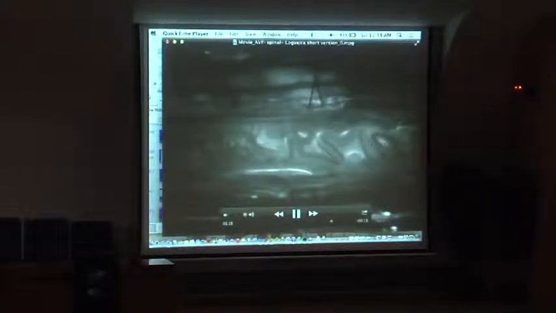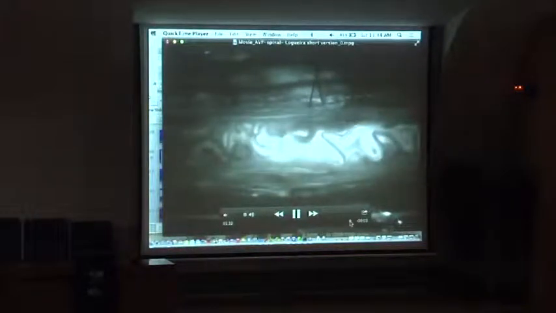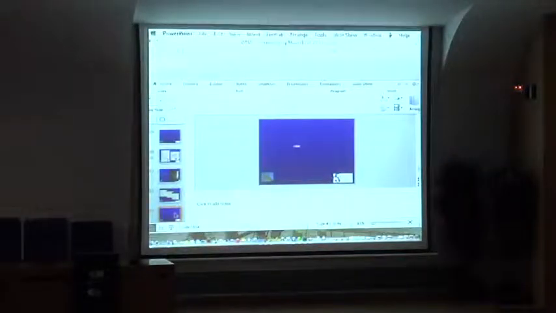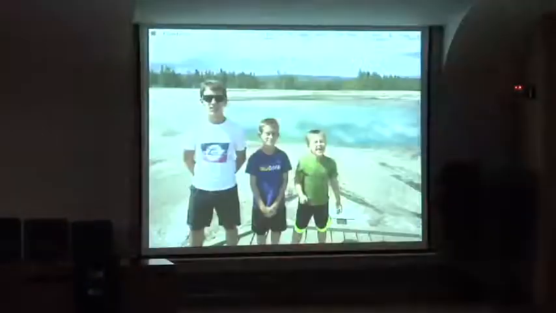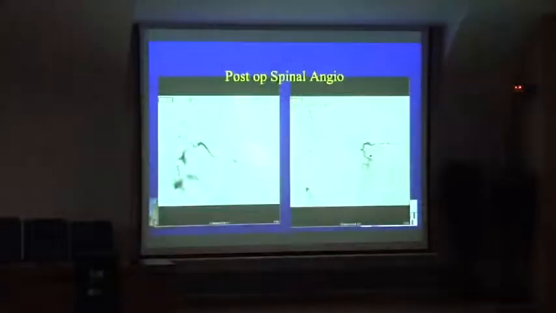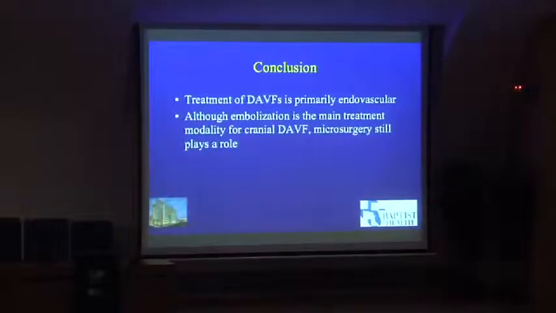And you see here now that the brisk filling is not there anymore. The veins still fill from the normal, but you see the flow is much, much slower. And that will involute and go back to being a normal vein. So that's the post-op angio showing the complete disconnection.